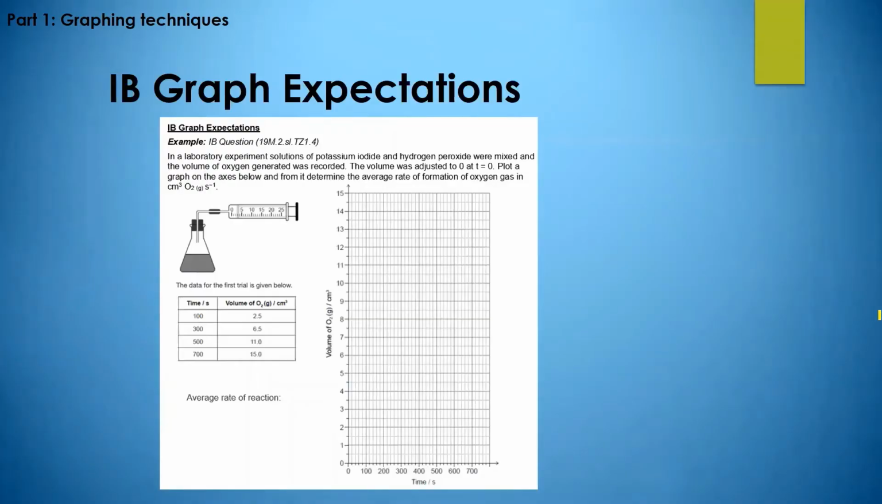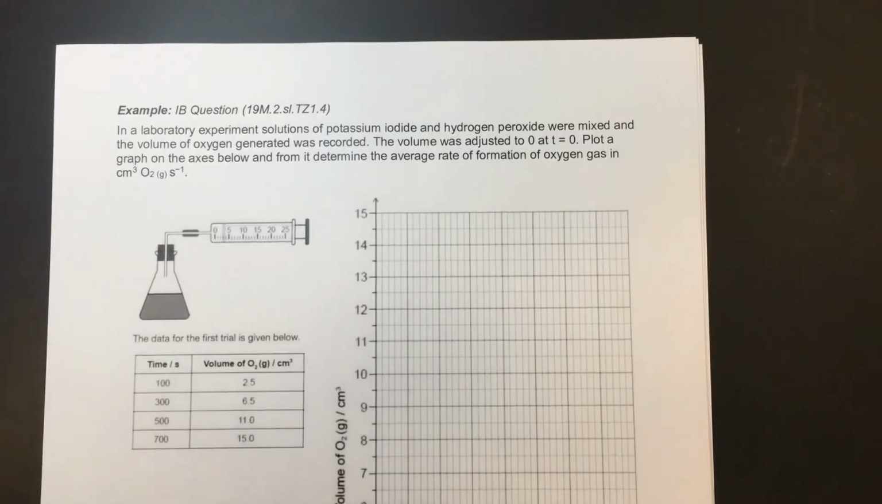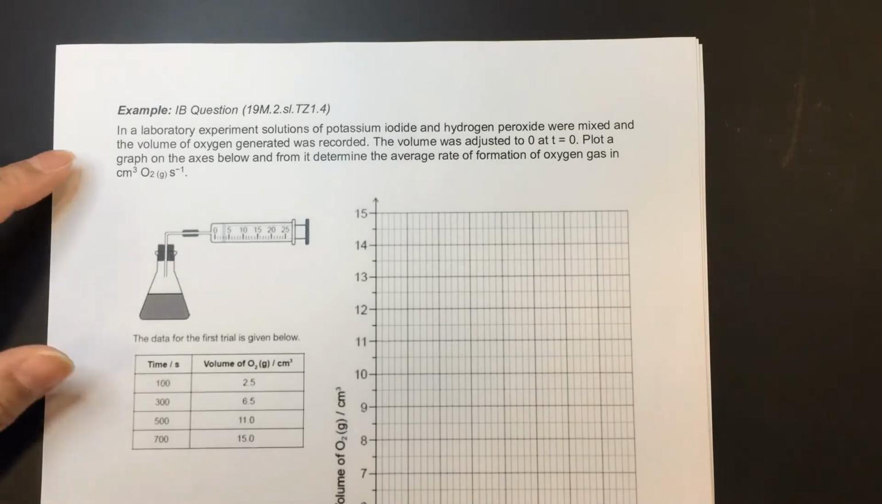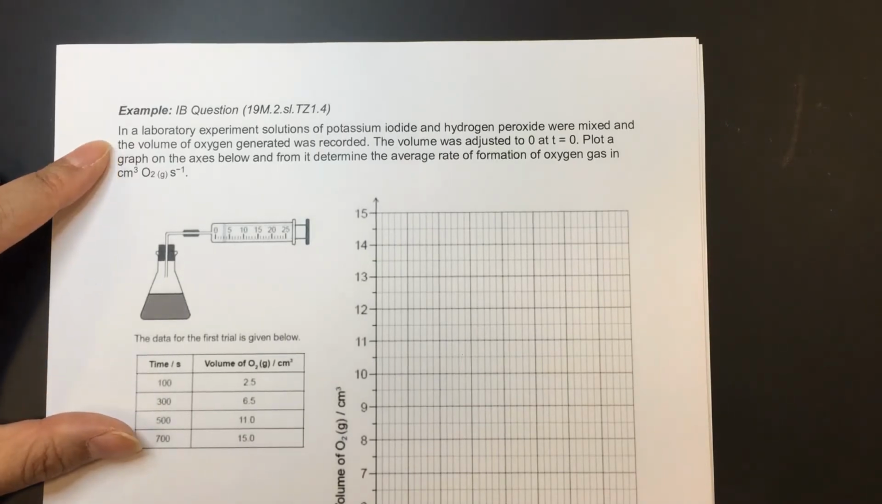Let's work on this IB question together. This question represents the expectation of the IB. This is the IB question from May 2019. So let's read the question first. In a laboratory experiment, solutions of potassium iodide and hydrogen peroxide were mixed and the volume of the oxygen generated was recorded. The volume was adjusted to 0 at time equals 0.